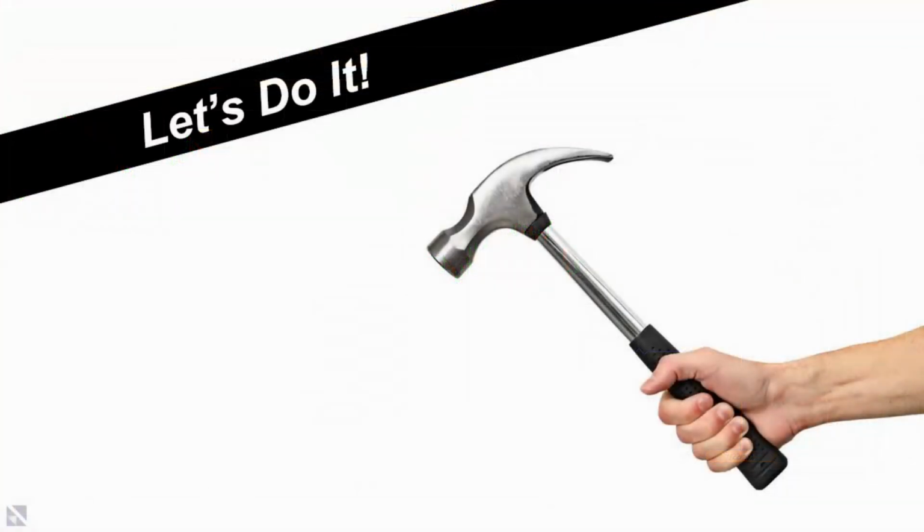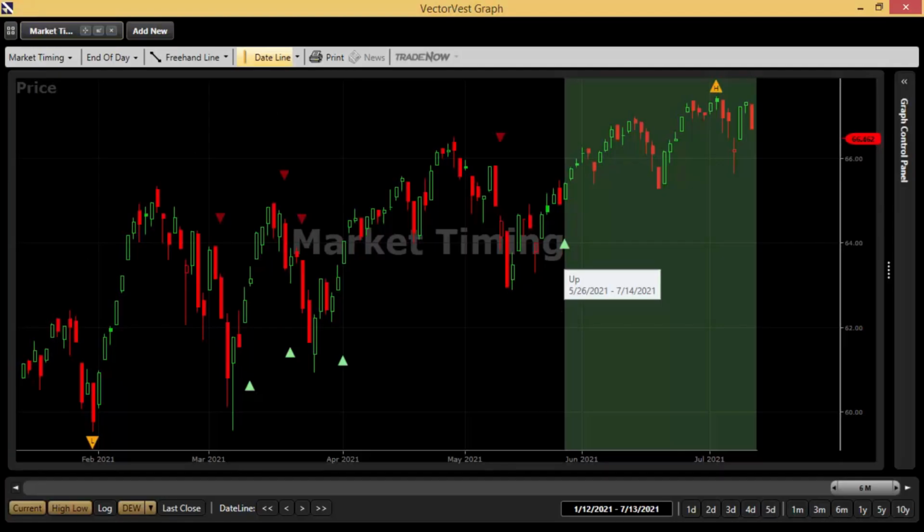Now that you know the 5 key principles and what they are, let's put it all together and see how it's done. Remember, it all starts with market trend. Now here, I'm showing our market timing graph with our DEW signals. You can see that there was a DEW up signaled late in May, and then the uptrend continued afterwards.